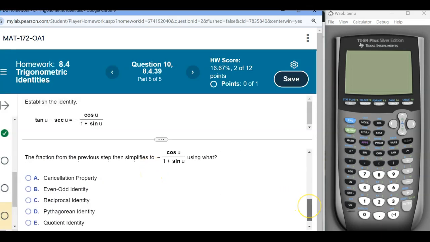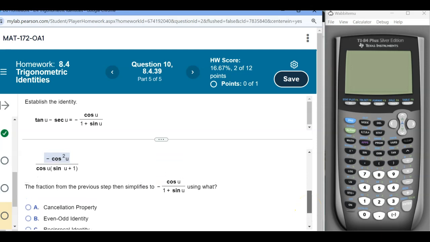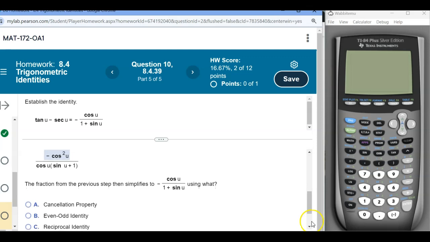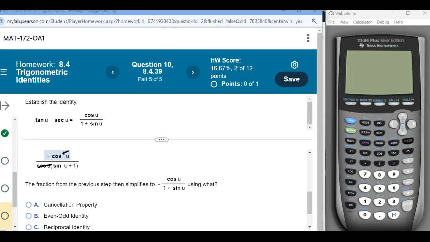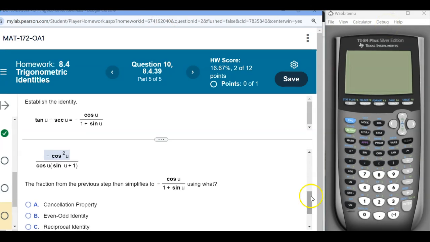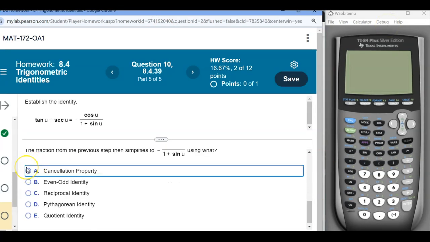And then the previous step, it's out of the screen now, it was the negative cosine squared over top of cosine times sine u plus 1. So one of those cosines down here is going to cancel with one up top, and it's going to give me that. It wants to know what property that is. That's just cancellation. We got the same thing in the top that we do at the bottom. They're canceling. That's reducing to 1. We lose a cosine, basically.